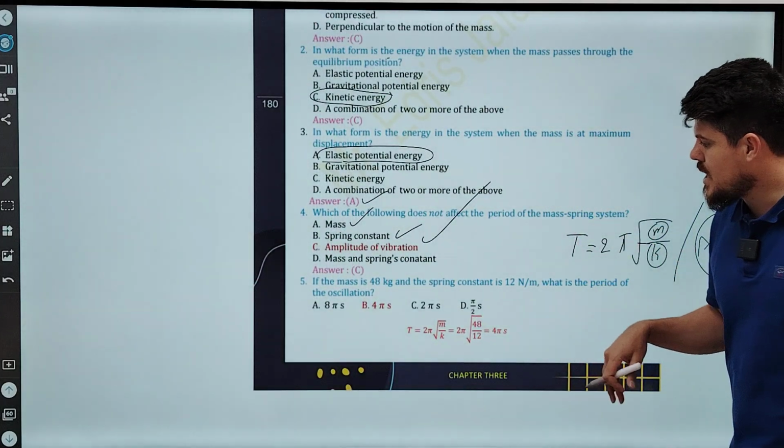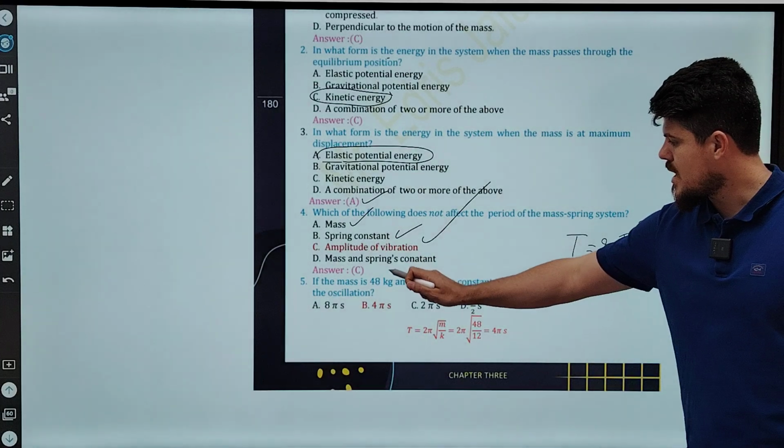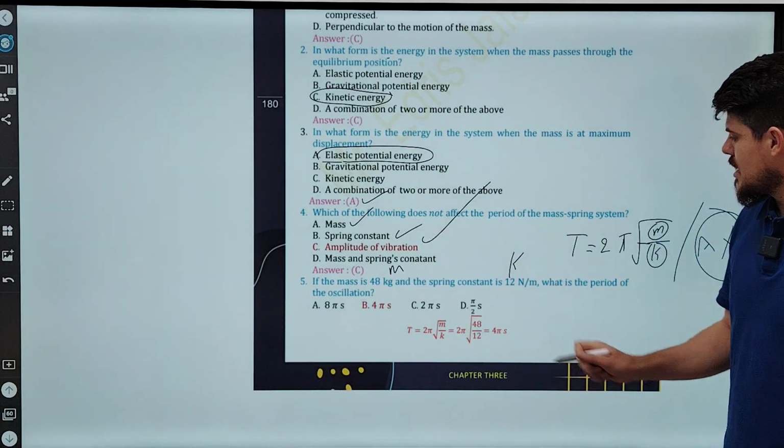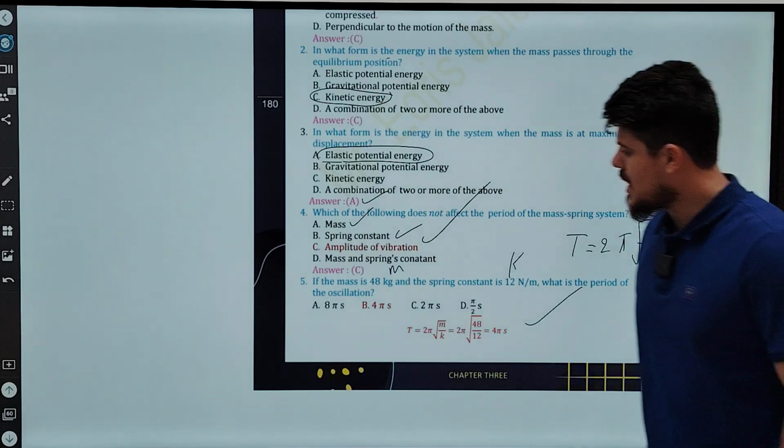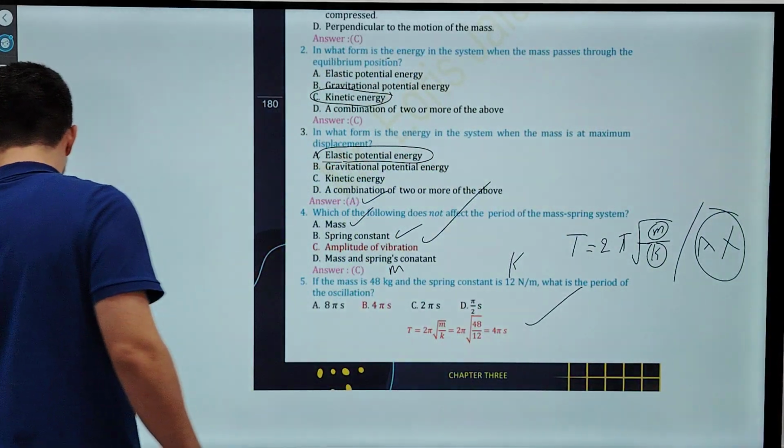If the mass is 48 kilogram and this is M mass and this is K, what is the period? Just replace, okay? I solved it and I showed all the work.